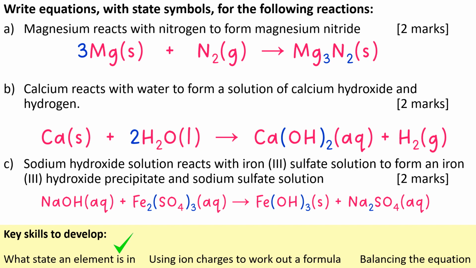And similarly for hydroxide, you'll need 3 hydroxides, minus 1 times 3, to match the plus 3 of the iron. At the same time, sulfate being SO4 2 minus needs 2 sodium 1 pluses to come up with Na2SO4.